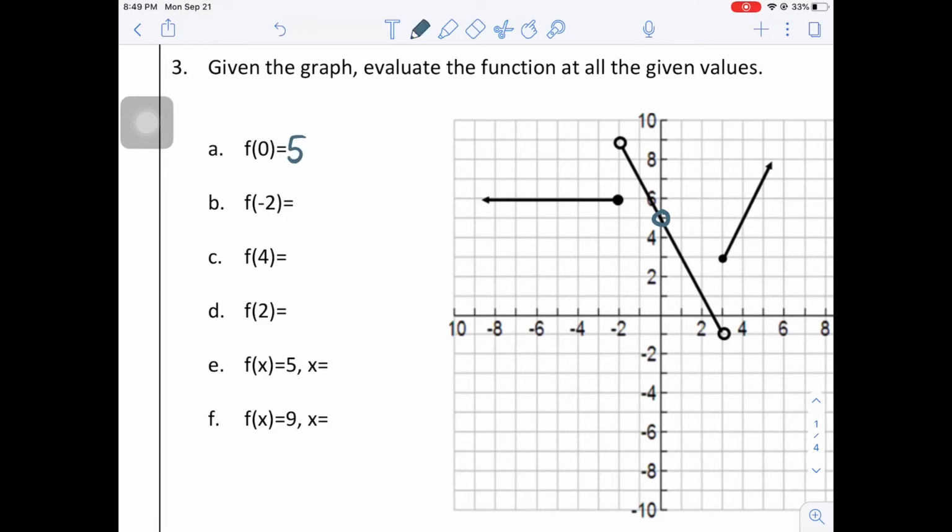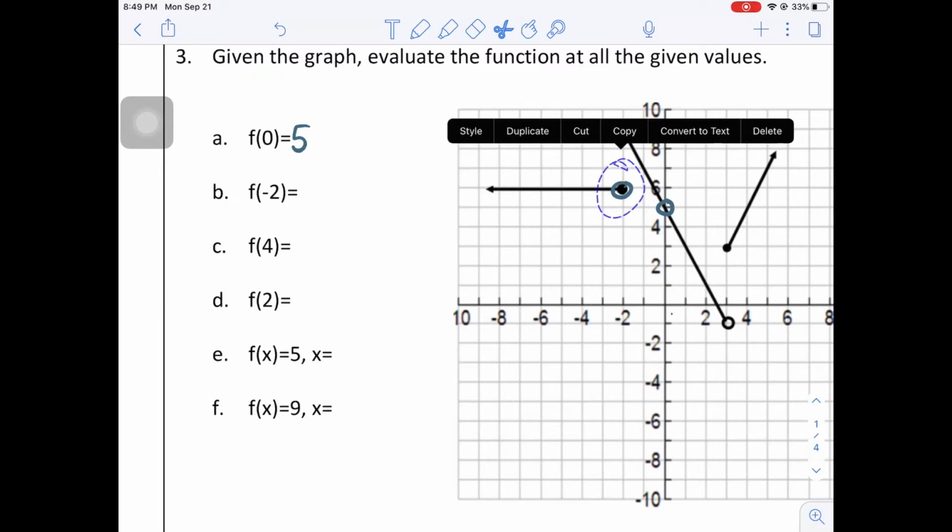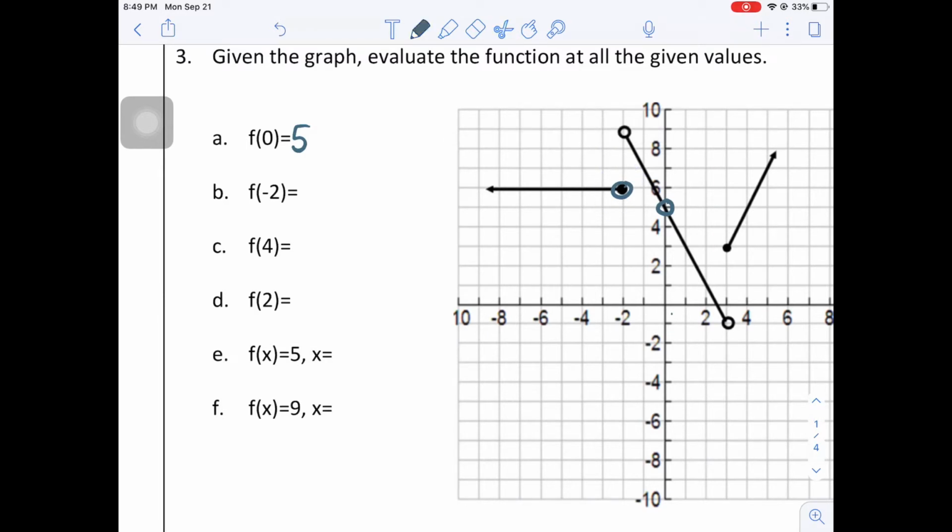Okay, f of -2, right? So we go -2. Follow that up. It hits here, it's a closed circle. If we went up any higher, it's an open circle. So I only care about the closed circle because that's the one that's included. So then f of -2 is going to be +6.